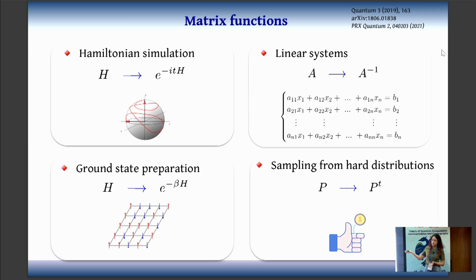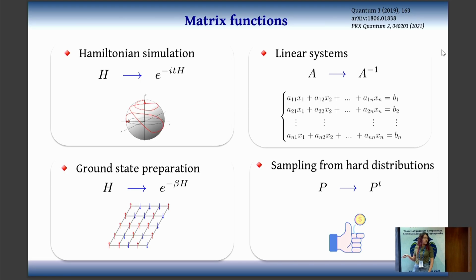If the power is a real exponent, then we can use this function to prepare ground states. Linear system solving can also be seen as inverting a matrix, and also sampling from a hard distribution can be seen as monomials of a transition matrix, a Markov chain.